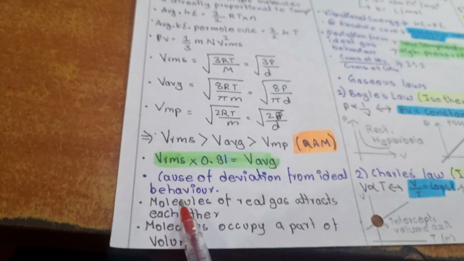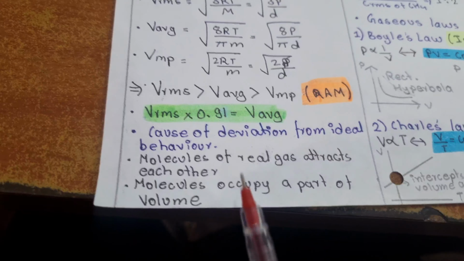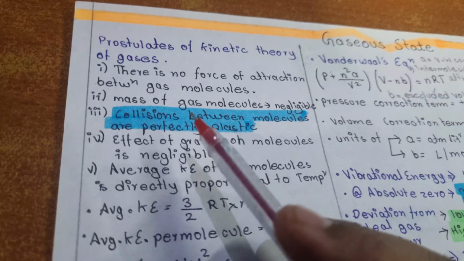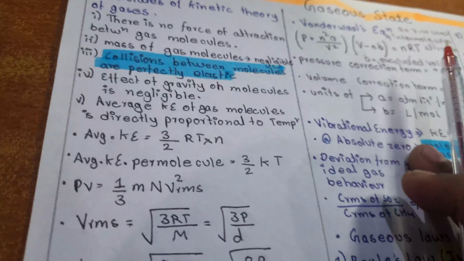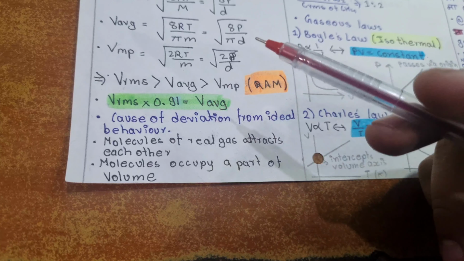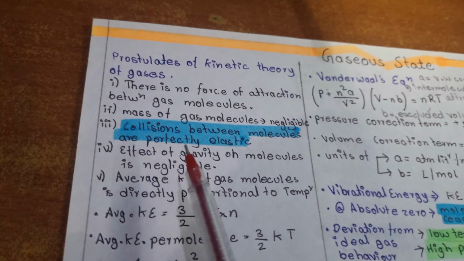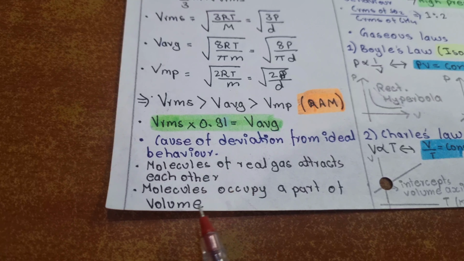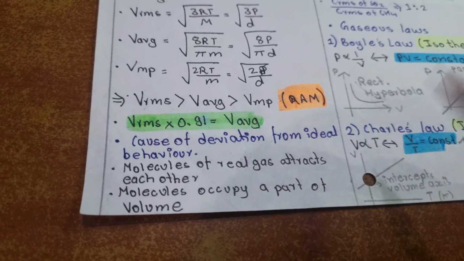Now, what causes the deviation of gases from ideal behavior? As we mentioned from the postulates, there is no force of attraction between the molecules. But in real scenarios, the molecules of real gases attract each other. And from the gas postulates, we neglect the volume of the gas molecules, whereas in real scenarios, molecules occupy a part of the volume of the container.